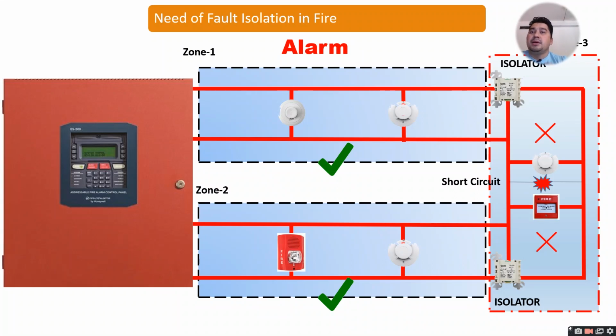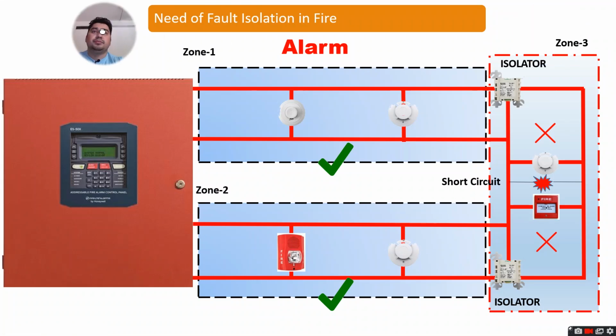in fire. There is a zone 1 and zone 2 alarm. And we have the zone 3. So these are the detectors, a short circuit is here, and there is the fire, and there is the isolator.